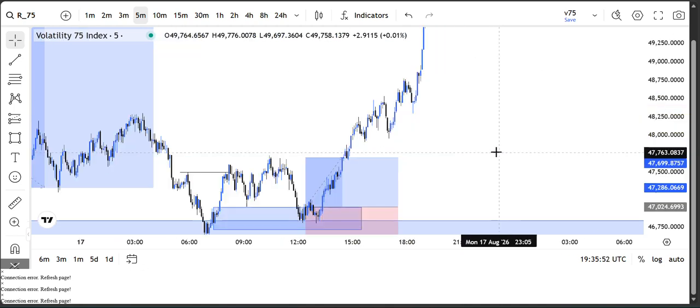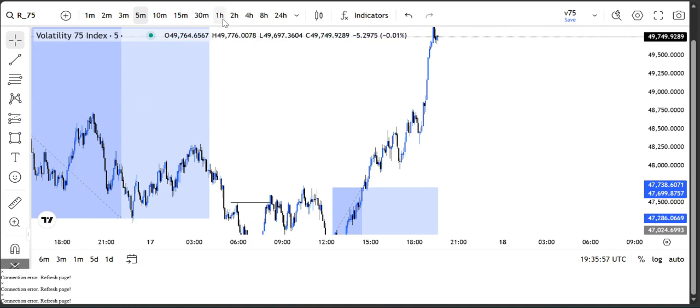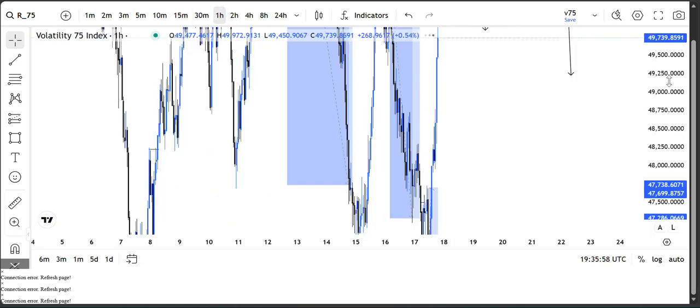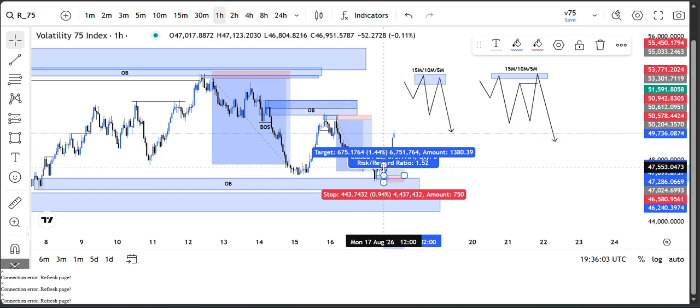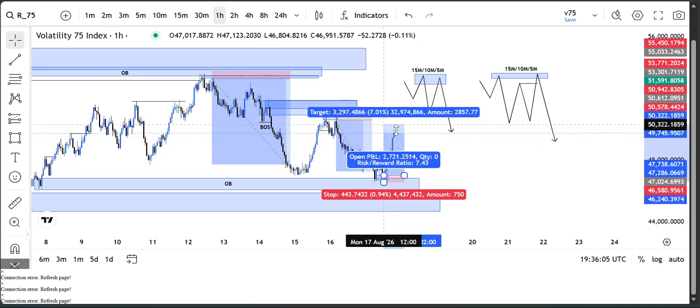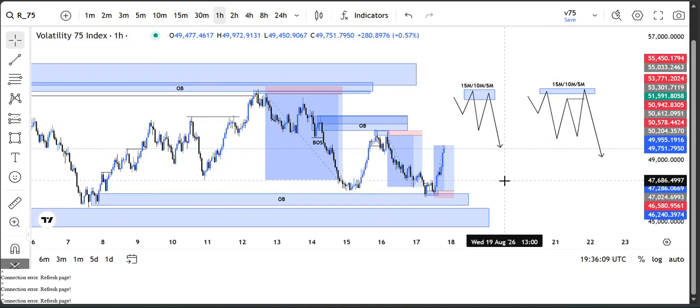So this is how we would have gotten this entry, but I didn't take it. But you can see it's very massive. We saw that confirmation, and then of course the target is this previous swing high right here. So see how we would have gotten this particular entry.